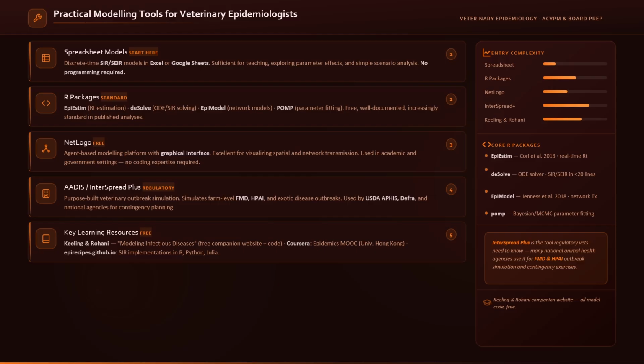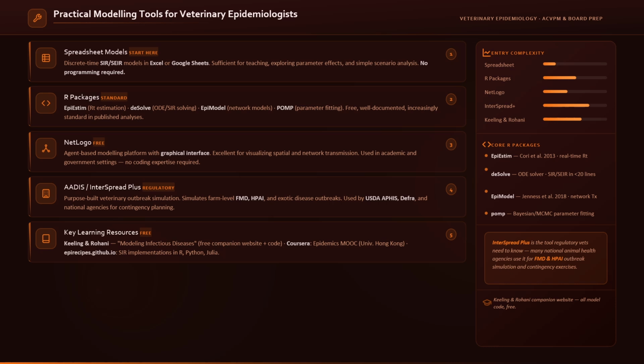To actually build these models, here are the practical tools arranged by entry complexity. Start with spreadsheet models, discrete time SEIR in Excel or Google Sheets. Perfect for teaching and simple scenario analysis, with no programming required. The standard next step is R packages. EpiEstim for real-time RT estimation, deSolve to solve the SEIR equations in under 20 lines, EpiModel for network models, and POMP for parameter fitting, all free, well-documented, and increasingly the norm in published work.